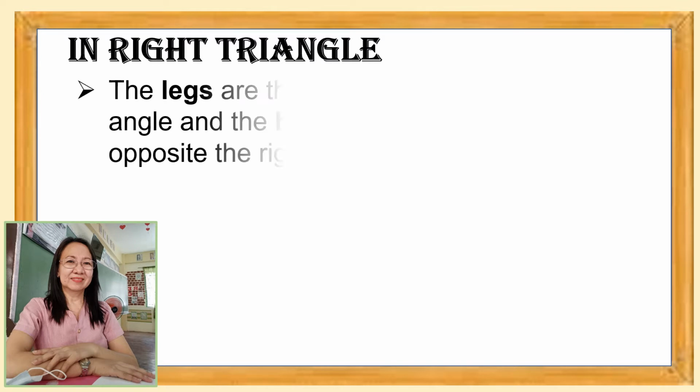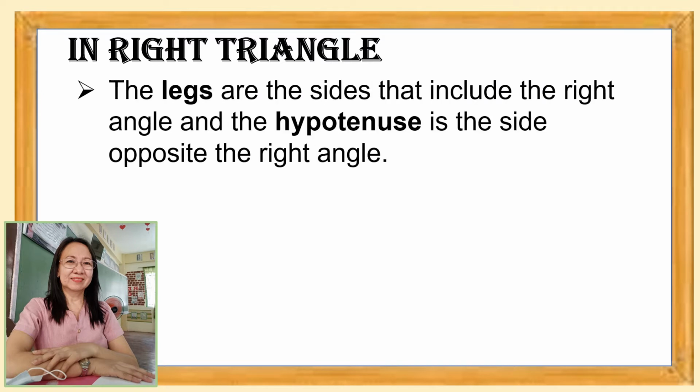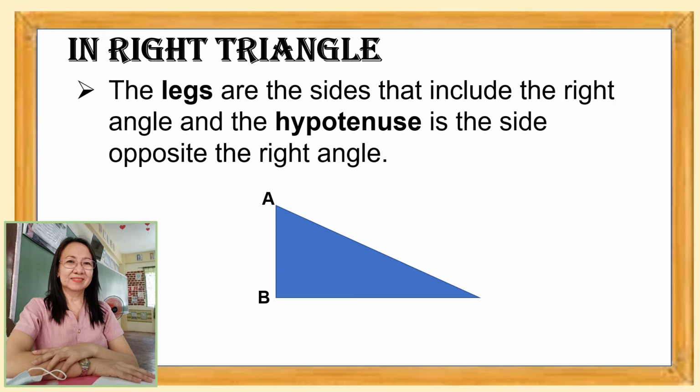So before that, let us recall all about the right triangle. The legs are the sides that include the right angle, and the hypotenuse is the side opposite the right angle. Let us have this in our illustration. So this is our triangle ABC, and this is a right triangle. We have a 90-degree angle in our angle B.